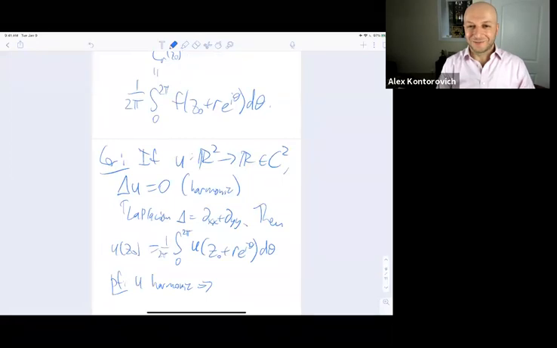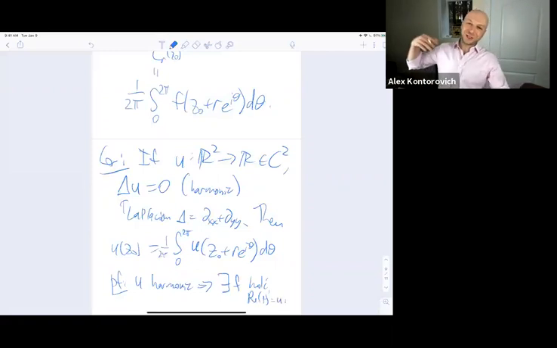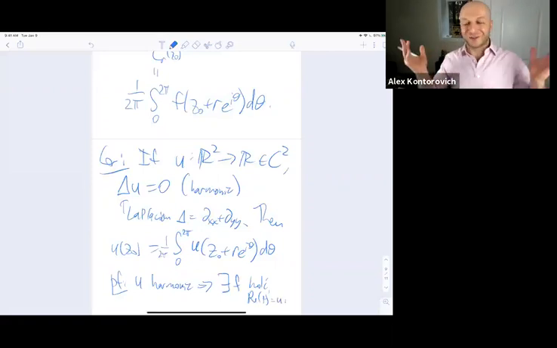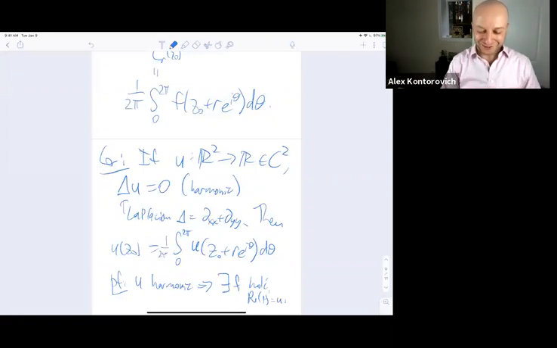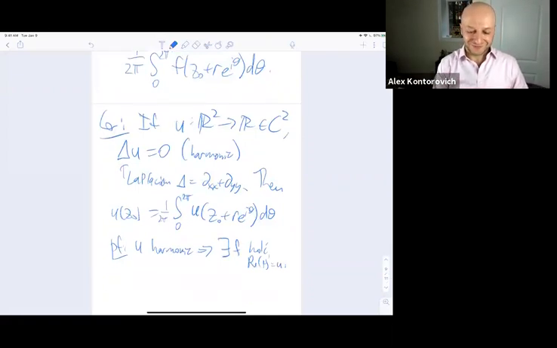We had an exercise saying there's a unique holomorphic function with real part u, right? There exists a holomorphic function f with real part of f equal u. It's not unique because if you change it by a constant, but yes, essentially unique. That's it.